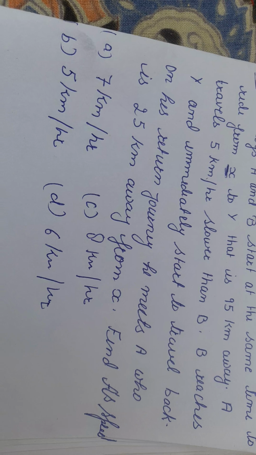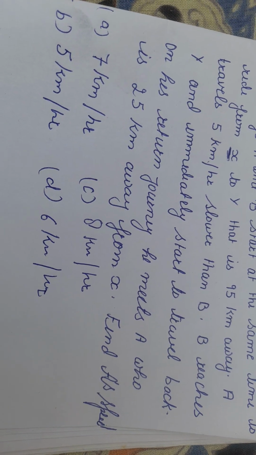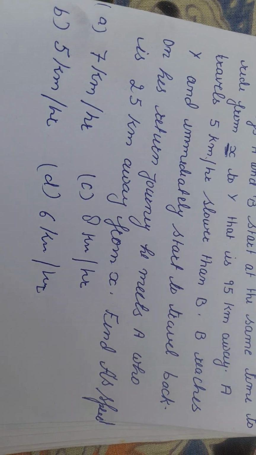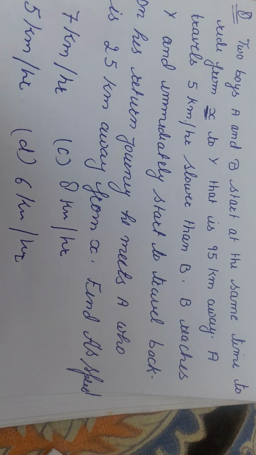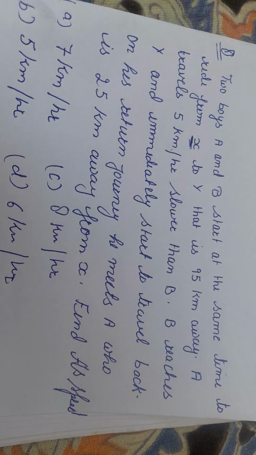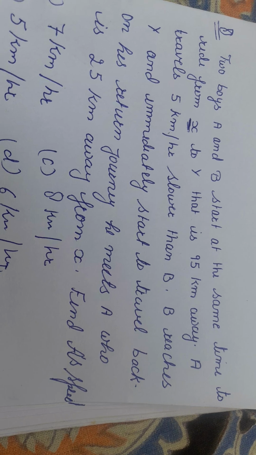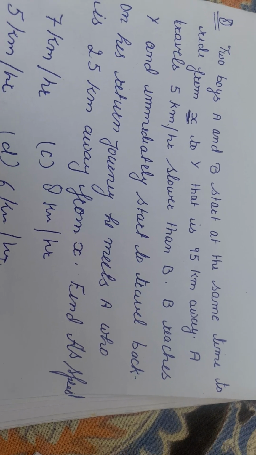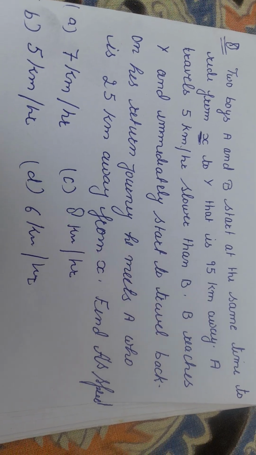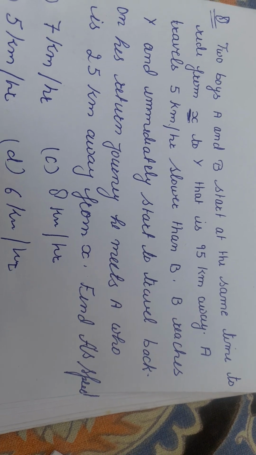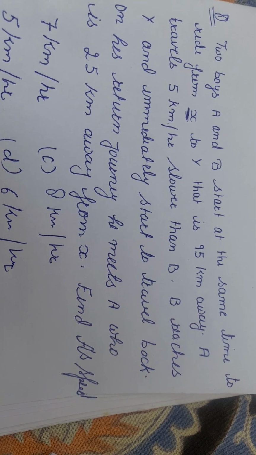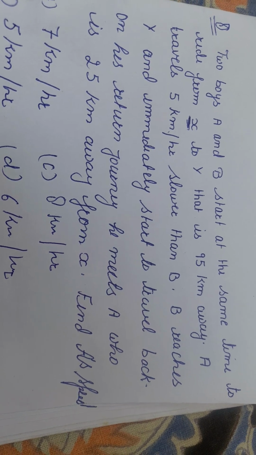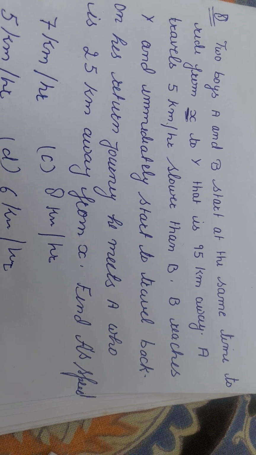We have options given: first is 7 kilometer per hour, B is 5 kilometer per hour, C is 8 kilometer per hour, and D is 6 kilometer per hour. Now that is a very lengthy question. It seems very difficult, but this is not difficult if we know the whole concept of time and distance, and what is going on in this question.